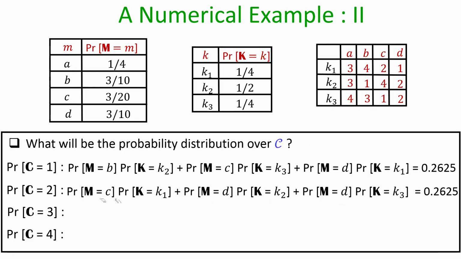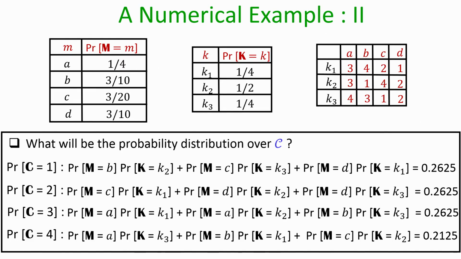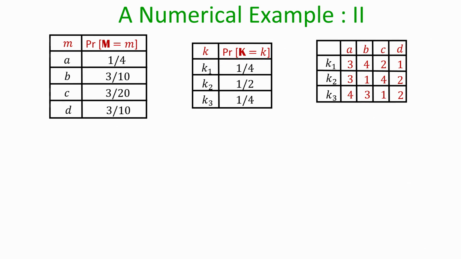In the same way, you can compute the remaining probabilities, namely the probability of ciphertext being 3 and the probability that the ciphertext character is 4. And that gives you the probability distribution over the ciphertext space.